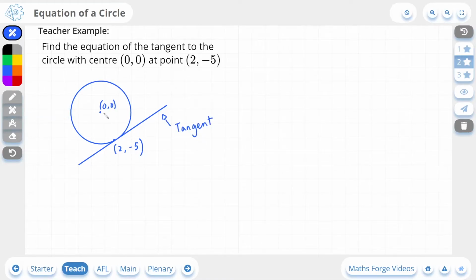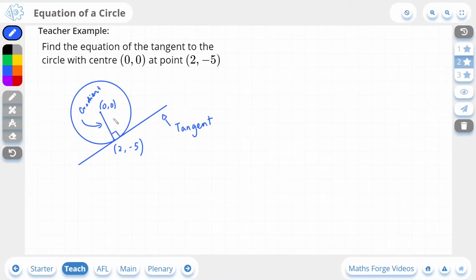Well, the first thing that we need to do is find the gradient between the center of the circle, 0, 0, and this point here, 2, minus 5. And the reason we're going to find the gradient of this line here is because the radius of a circle touches a tangent to the circle at 90 degrees. So there's a right angle here. And we can use our knowledge and understanding of gradients to find the perpendicular gradient to this radius here.